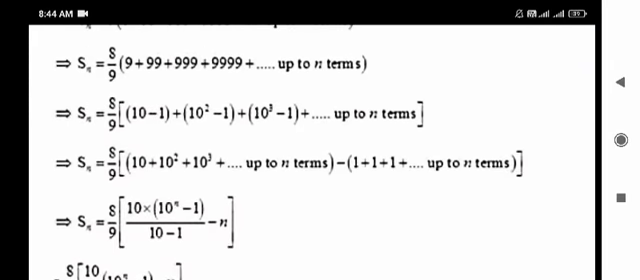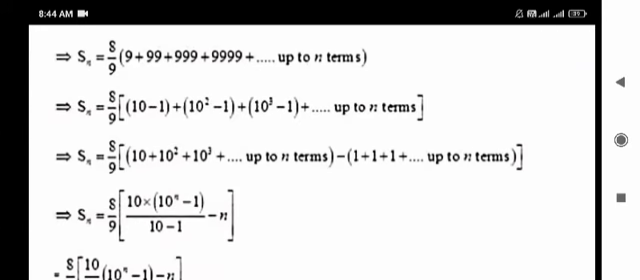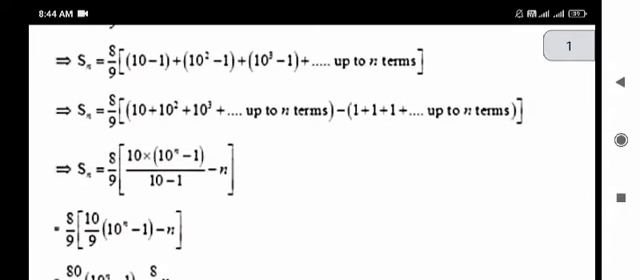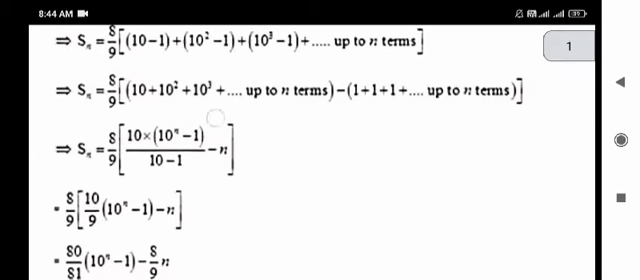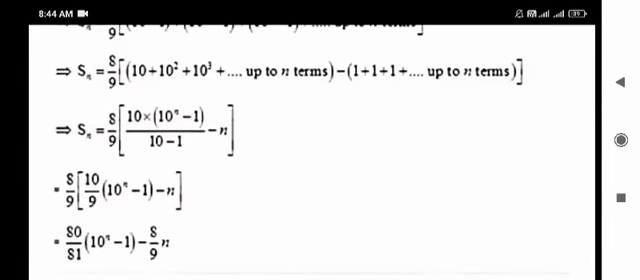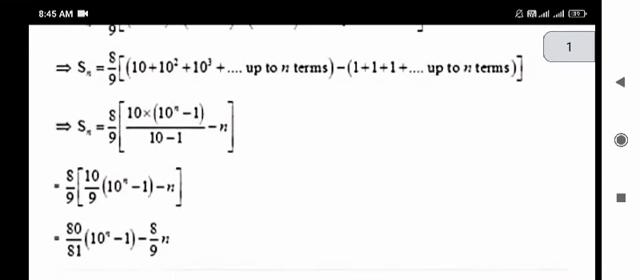Now we simply separate the values, that is 10, 10 square, 10 cube up to n terms, and 1 plus 1 plus 1 up to n terms, which is done in the subtraction case. Now this is the sum of n terms, so we use the formula a into 1 minus r to the power n upon 1 minus r for r less than 1, but here the value is greater than 1, so we use a into r to the power n minus 1 upon r minus 1, and the sum of n terms of 1 plus 1 plus 1 is equal to n.